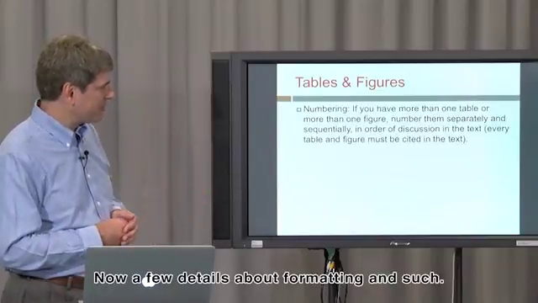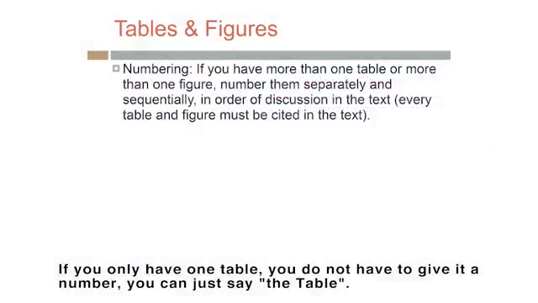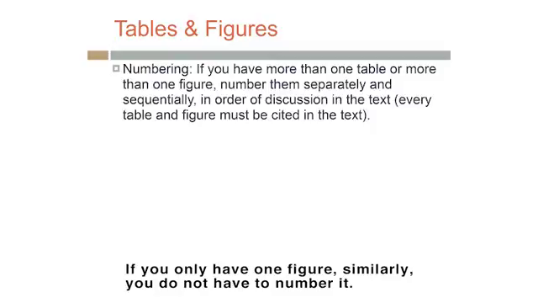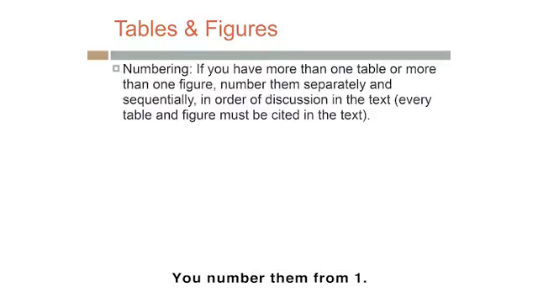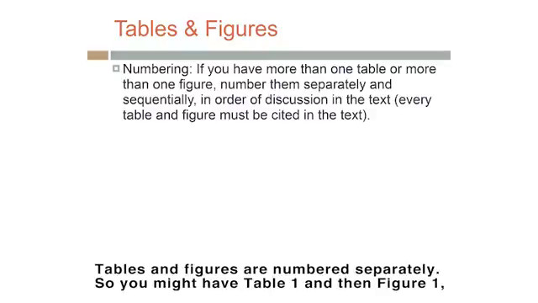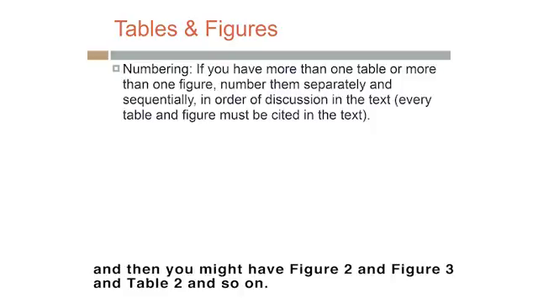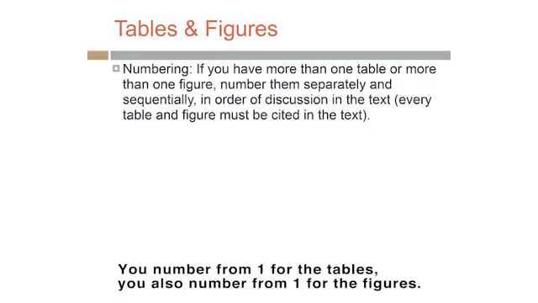Now, a few details about formatting and such. If you only have one table, you do not have to give it a number. You can just say the table. If you only have one figure, similarly, you do not have to number it. But if you have more than one, you need to number them. So you number them from 1, and tables and figures are numbered separately. So you might have table 1 and then figure 1. And then you might have figure 2 and figure 3 and table 2, and so on. So you number from 1 for the tables. You also number from 1 for the figures.